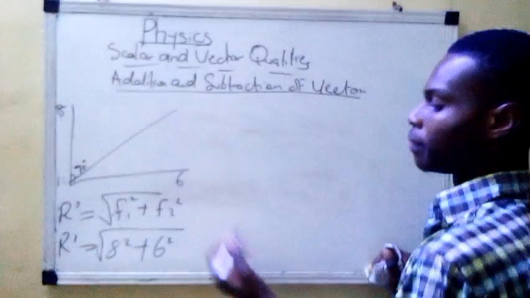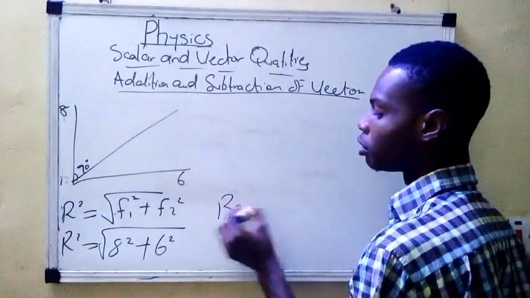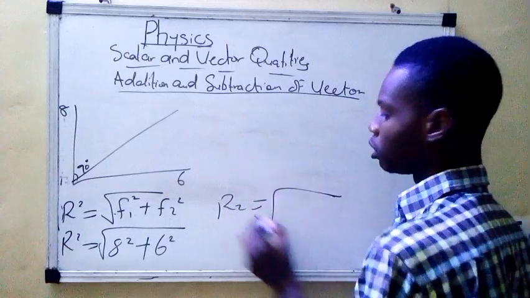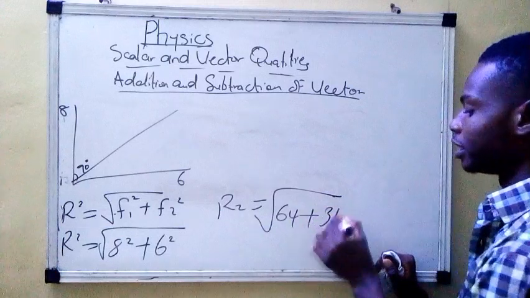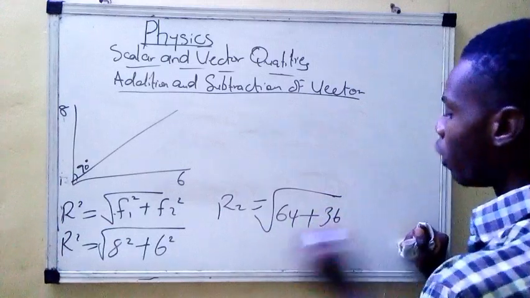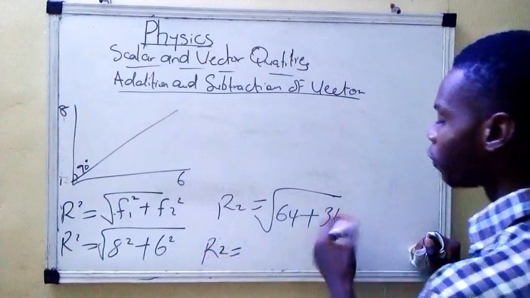We are solving for this now with Pythagoras theorem. Alright, then R square is equals to what? 8 square is 64 plus 6 square is 36. Are you following me now? Now add the two of them together. We have what? R square, 64 plus 36.